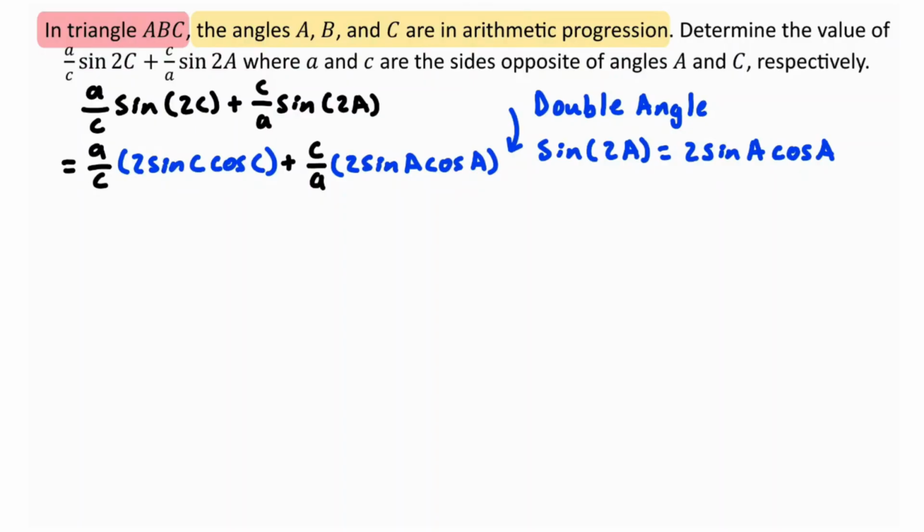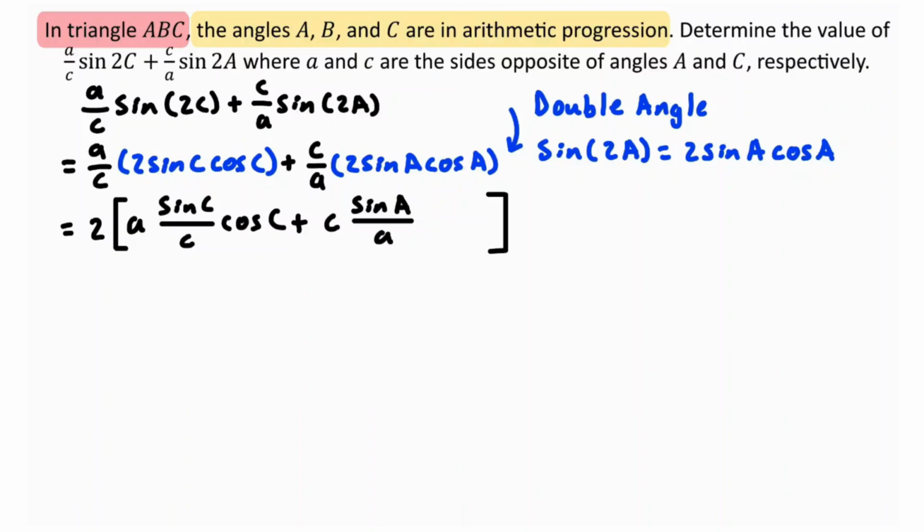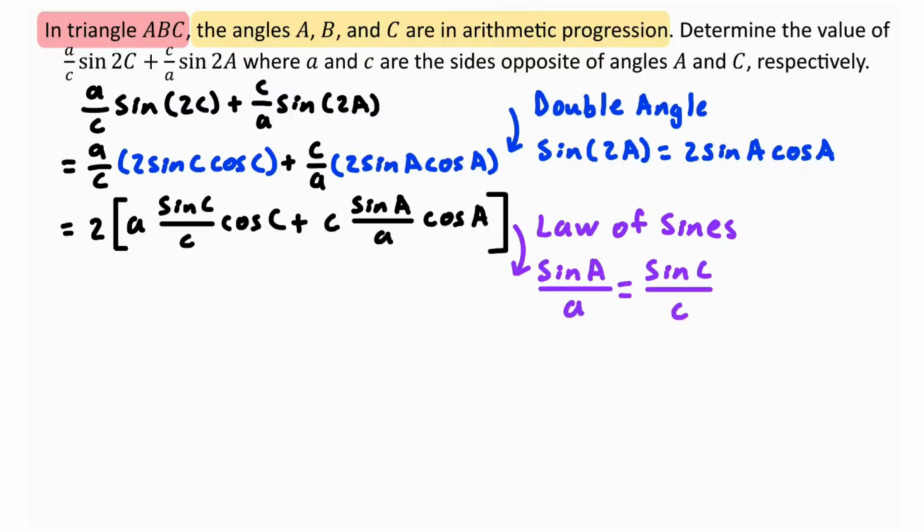Next, let's look at both of these expressions, and we can factor out 2, and let's do some rearranging. So we'll factor out 2, and we'll have a times sine of C over c times cosine of C plus c times sine of A over a times cosine of A. Next, we notice there's a sine of C over c and a sine of A over a. That looks familiar, as if that was coming from the law of sines, which states that sine of A over a is equal to sine of C over c. So we'll be using this.